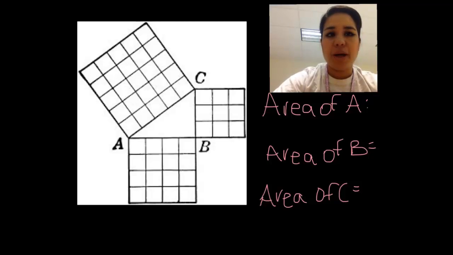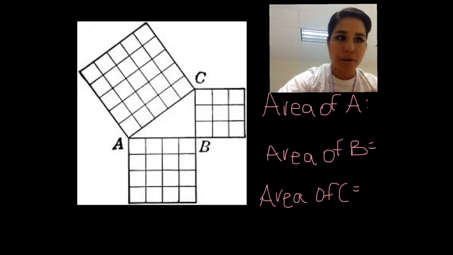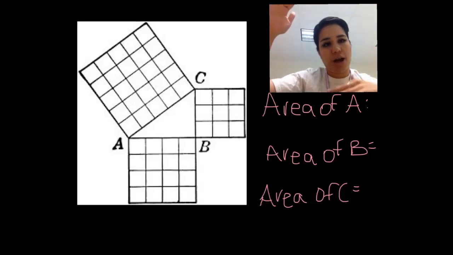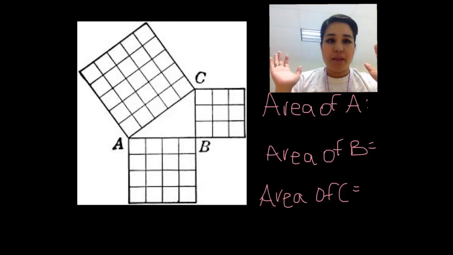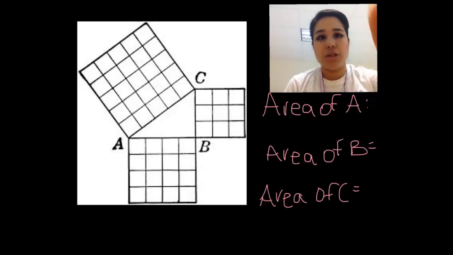If you see, we have a right triangle and we also have these three different squares. Way back when they came up with this formula that's called Pythagorean Theorem, they saw that if they created these squares on the top, bottom, and right, and found the area of each, they found a relationship between these squares. So let's see what that relationship is.